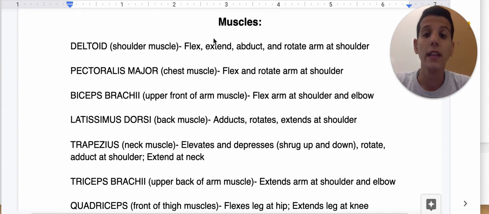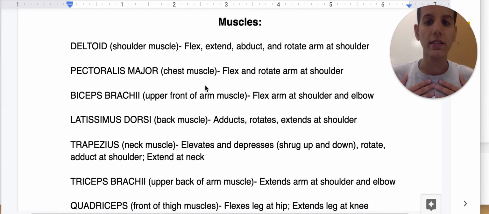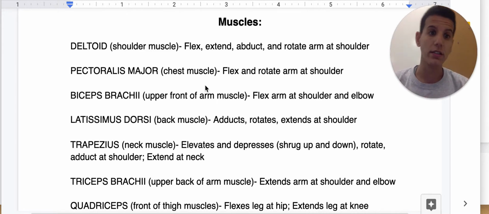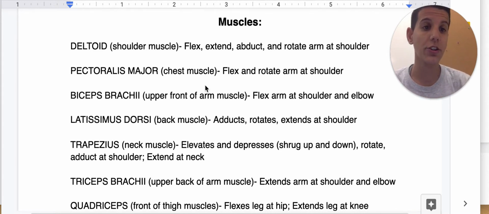So the deltoid allows that. The pectoralis major, your chest, when it contracts, and we have control over contracting our muscles and relaxing our muscles, we don't think about it because it just kind of comes naturally, but me bringing my arm up like this and bringing it down and moving my neck side to side, I have control over that. So your pectoralis major, your chest muscle, allows you to flex and rotate your arm at the shoulder.